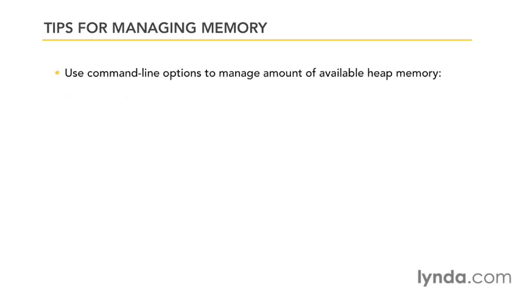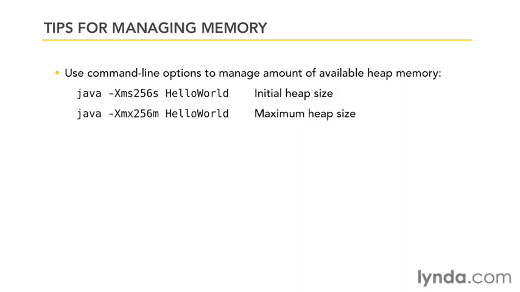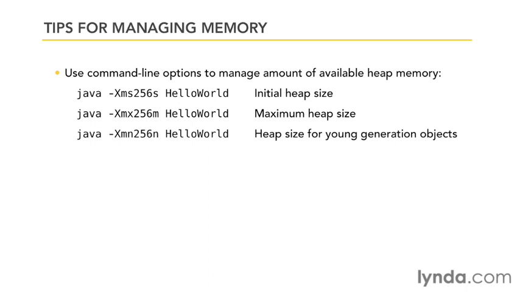And you can use command line options to manage the amount of available heap memory. You can manage the memory in 3 areas: in the initial heap size, in the maximum heap size, and in the heap size for what are called young generation objects, objects that have just been created. If you want more information about memory management, take a look at the documentation for the Java programming language on the Oracle website. You'll find that there's an enormous amount of information available, but when you're writing your first simple Java applications, just know that the garbage collector is highly automated, and as long as you're not running out of memory, you might not need to worry about it.